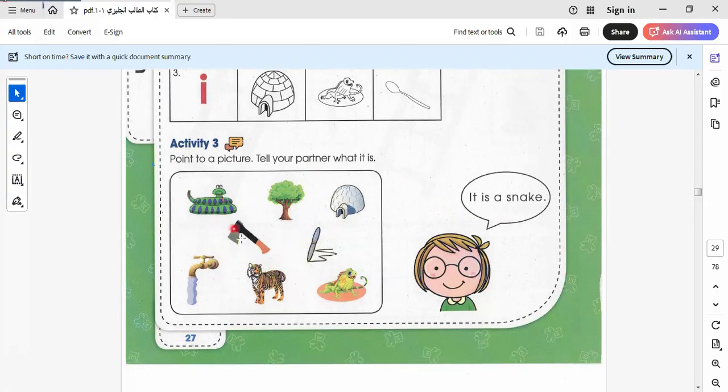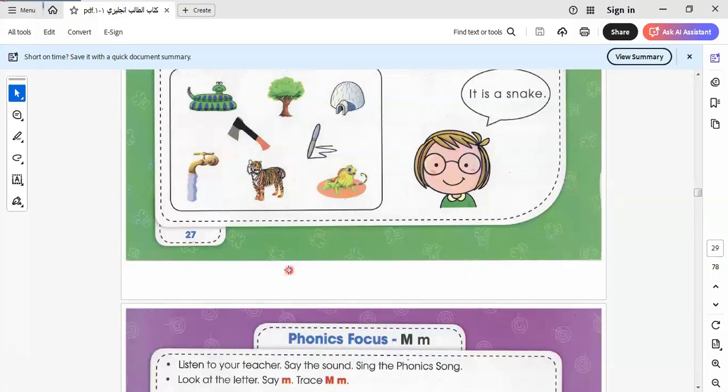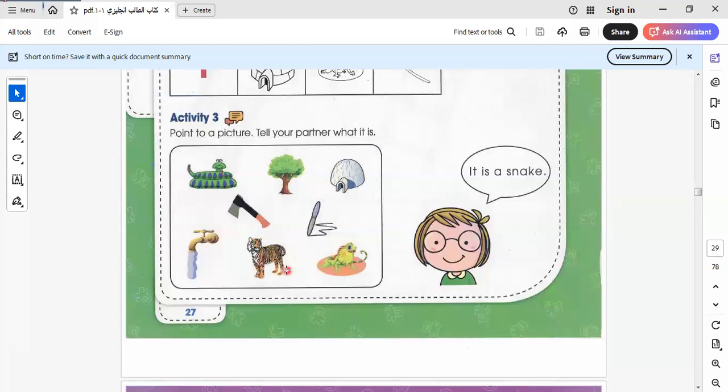Here, it's a snake. It's an ax. It's a tree, an igloo, a pin, an iguana, and a tape. It's a tiger. Now we know all the things in this picture.